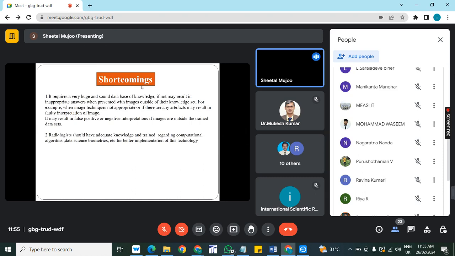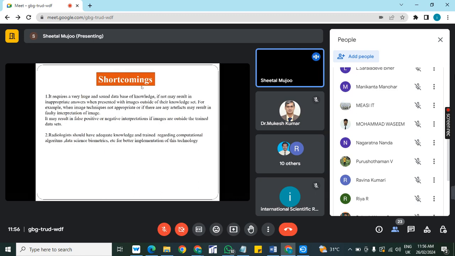amount of data which needs to be given to the computer when presented with images outside of the knowledge set. For example, when image technique is not appropriate, or if there are any artifacts in the radiograph, it may result in faulty interpretation. It may result in false positive or negative interpretation if images are outside the trained data sets. Radiologists should have adequate knowledge and training regarding the computational algorithm and data science for better implementation of this technology.